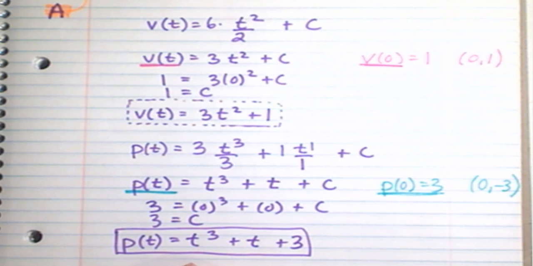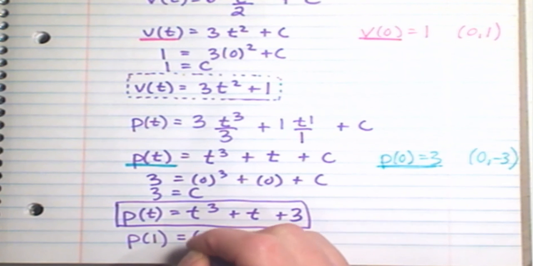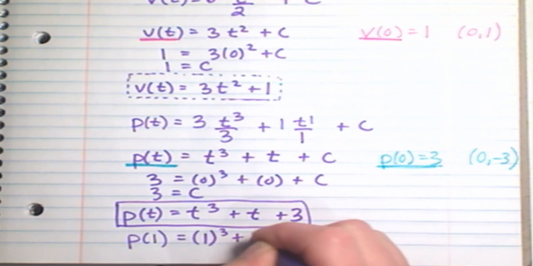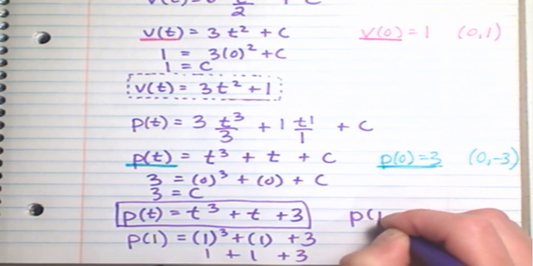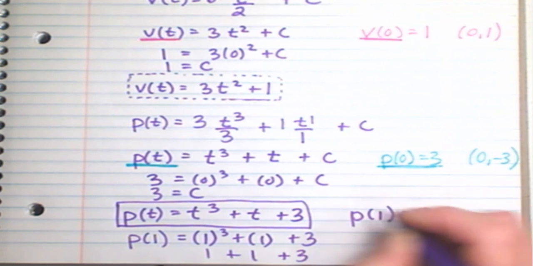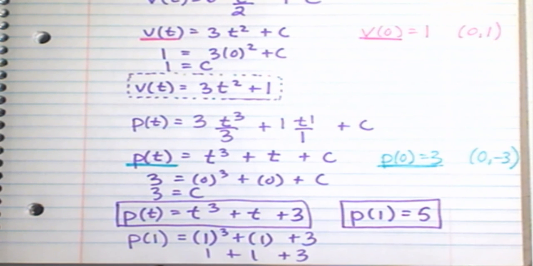Now the other one says find P of 1. That means that you want to plug in 1. Okay, so P of 1 equals 5. All right, there you go. Let's see, looks good.